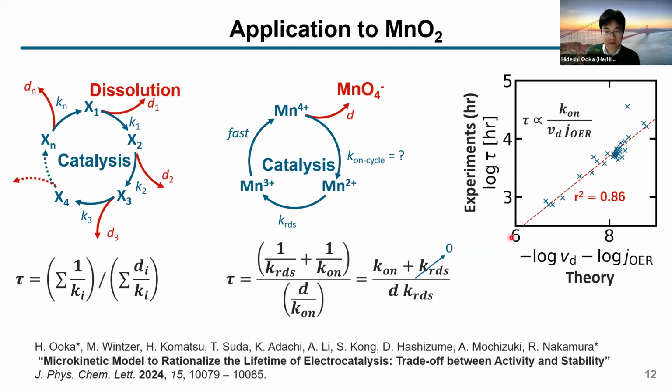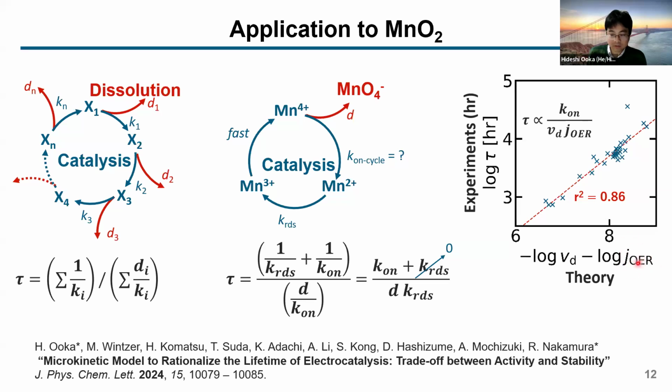The experimental lifetime is on the y-axis, and on the x-axis we have this VD, because we don't know the exact rate constant for the dissolution. We just know how fast it's dissolving. So this is the rate of dissolution, not the rate constant. It's similar but not exactly the same. This catalytic reaction is called OER, oxygen evolution reaction, and J is the common notation for the current density. So essentially this is saying how fast catalysis is happening.